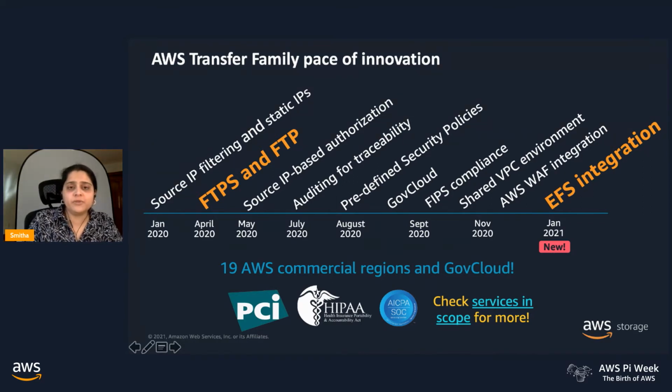During the course of the year, we also added a lot of features for compliance, like source IP-based auth, and then FIPS compliance. We launched a service in GovCloud. All in, today, as it stands, we're in 19 AWS commercial regions and GovCloud.